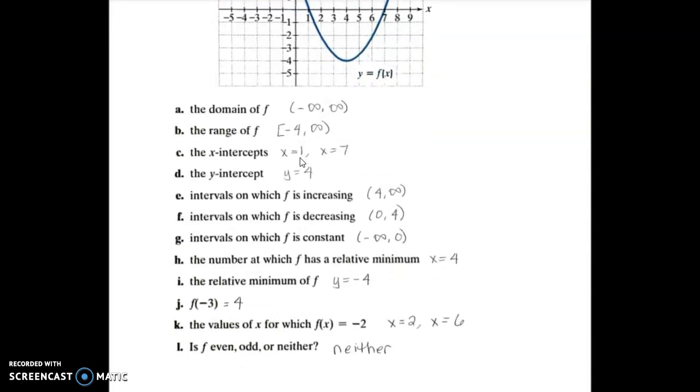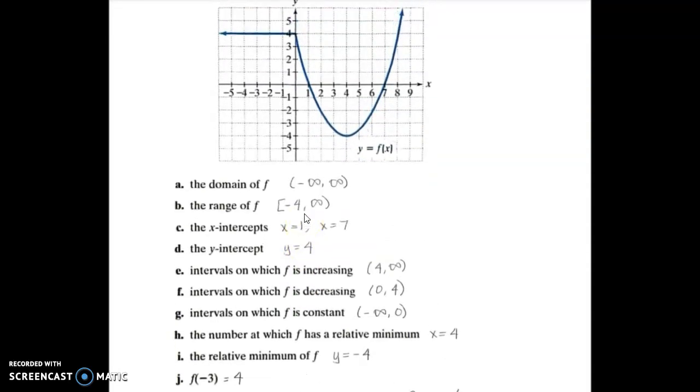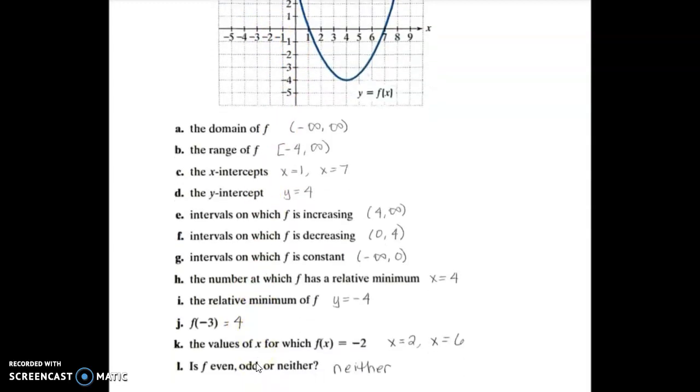Part J, f of -3. That means if x were -3, find what y is. So here's x equals -3. Go up to my graph right here. Y value right there is 4. So f of -3 would equal 4.